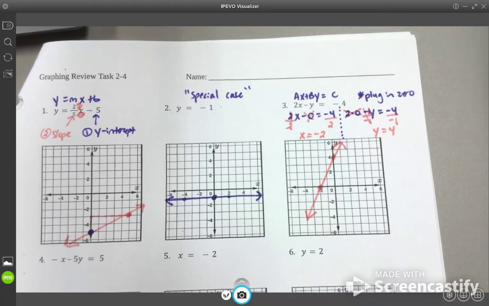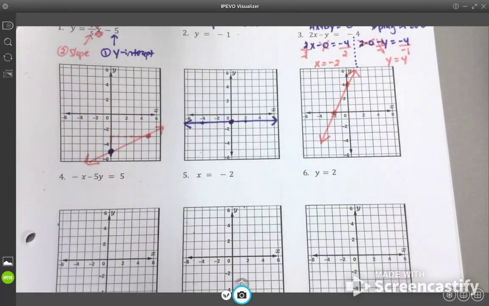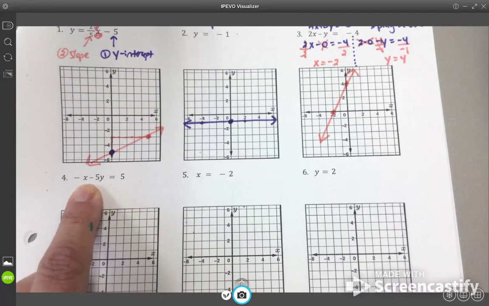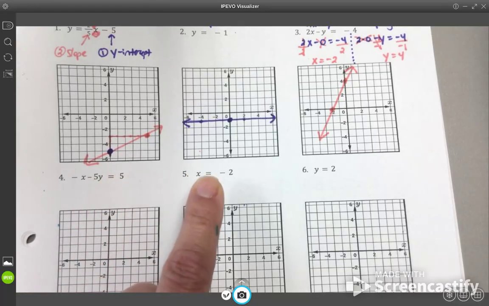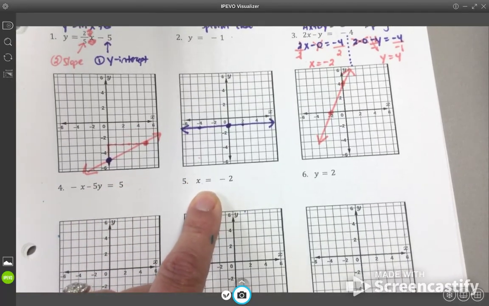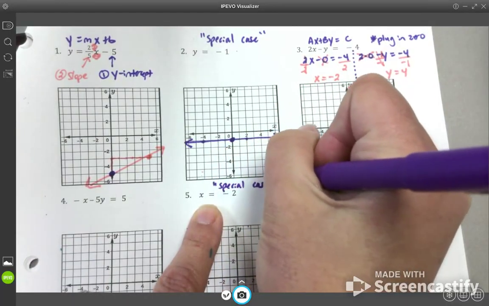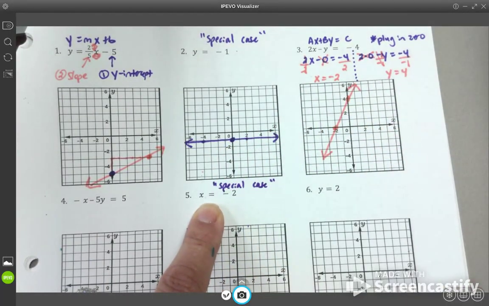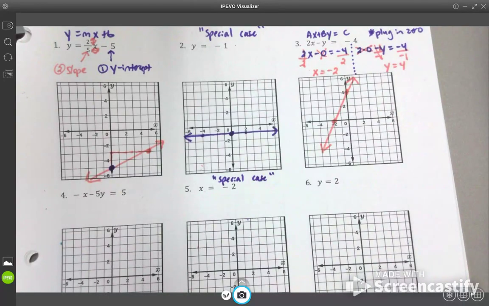All right. Number 4, so like moving forward, as I set you guys free, I have a couple more to do, but you're going to look at one like number 4 and you're going to see that the x and the y are on the left side. Therefore, it's in that standard form. Therefore, you're plugging in 0 and finding your x and y intercepts. Number 5, you should be looking at number 5 and being like, oh, that's another one of those special case ones because I'm missing the y. So if I don't have one of the variables, it's a special case, either vertical or horizontal line.